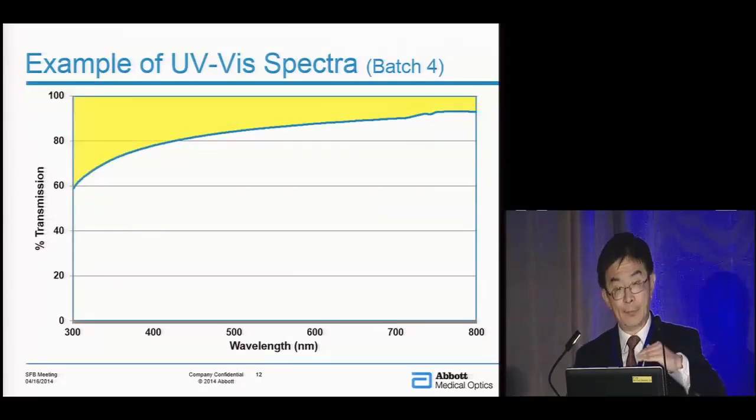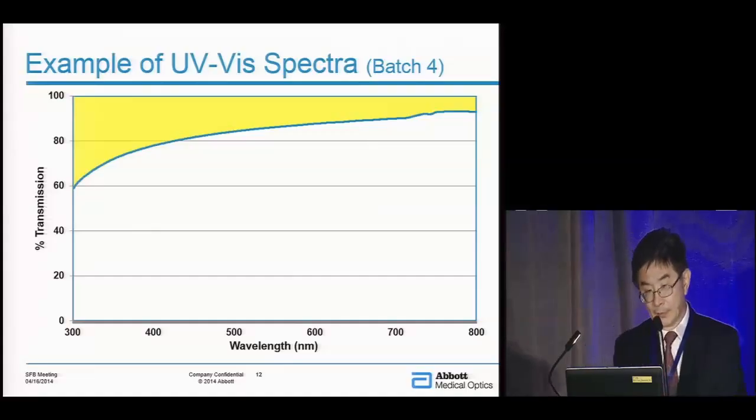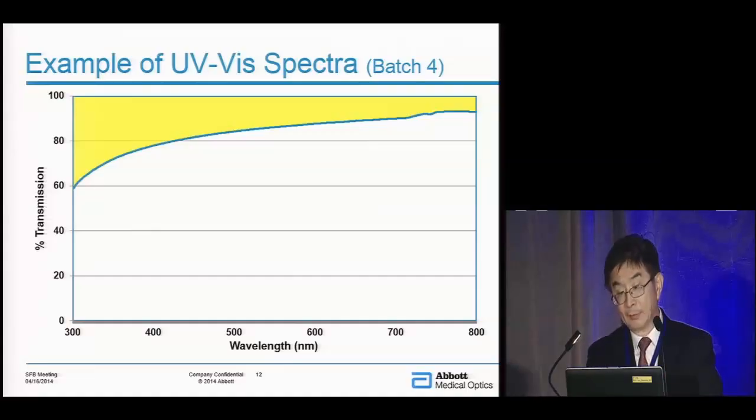Haze level is defined by 100% versus your UV scan. So this range, the yellow range, is the one people typically use to define the haze. Of course, you can see the wave number range is from 300 to 800. And so this is a wide range.